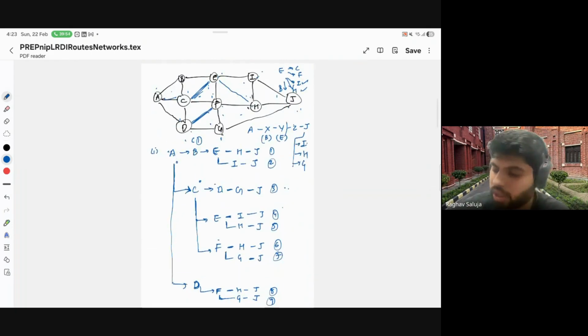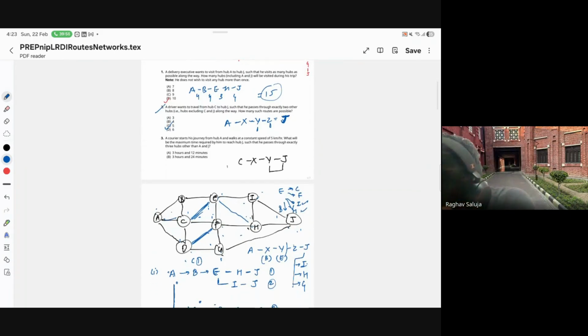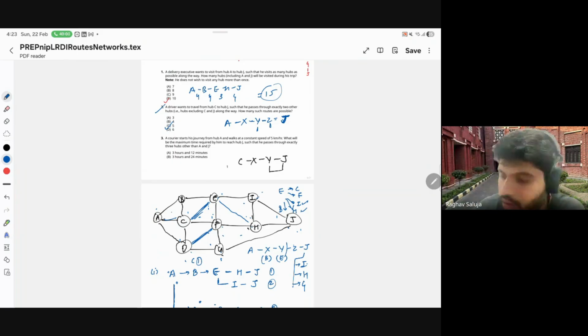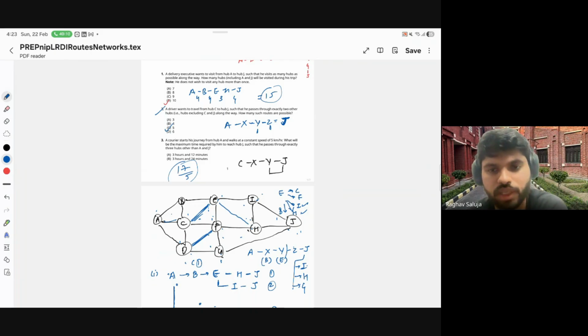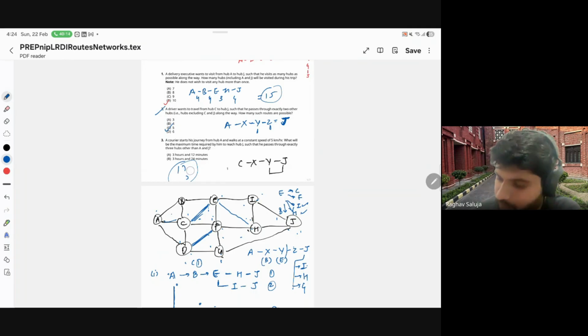Oh, you'll get it in kilometers, but the answer, and it's 5 km per hour is the speed. So it's 17 by 5 is going to give you the number of hours, and you can convert it in minutes. So you'll get the answer. Okay. I hope this is clear.